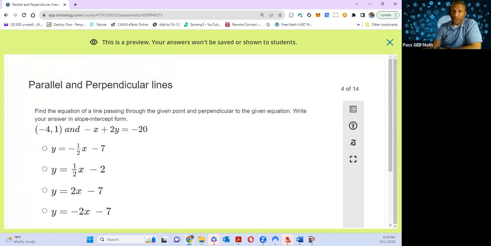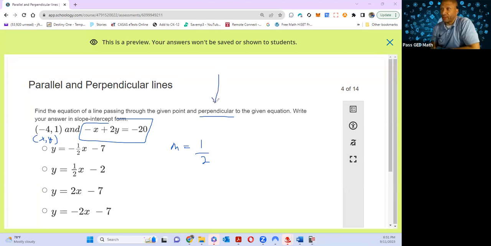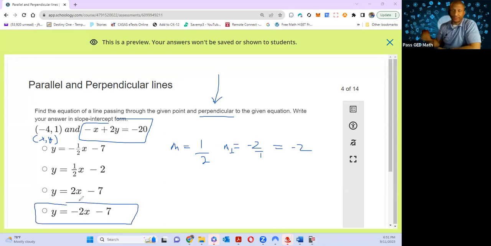Okay. Watch this. I'm going to do it for you. Perpendicular. I know I need the negative inverse. That's my X. That's my Y. This is in standard form. So to find the slope, I'm going to take the opposite of A, which is -1, which is 1, and put it over B. So I know my slope is 1/2. The slope of the perpendicular is -2/1, which is -2. So I'm looking for the equation that has a slope of -2. I'm done. There you go.